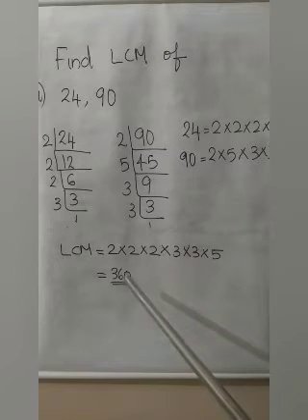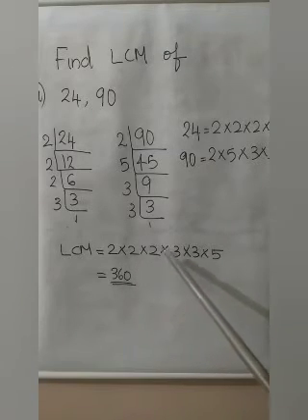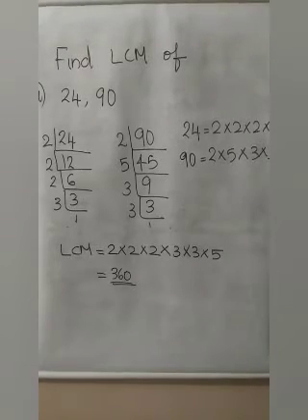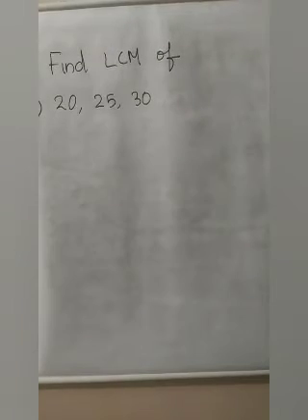So what is the final answer we are getting? 2 into 2 into 2 into 3 into 3 into 5 equal to 360. So what is the LCM here? 360. LCM of 24 and 90 is 360. That means least common multiple. The common multiple of 24 and 90 is what? 360.